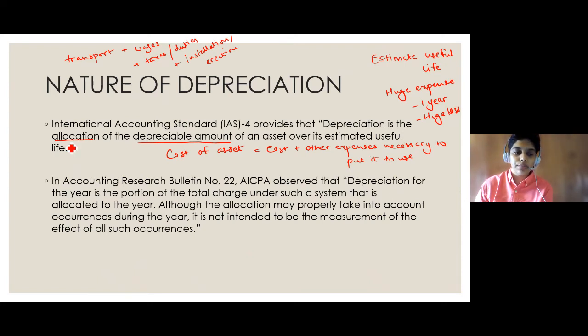So it is simply allocation. There is no measurement going on. There is no valuation going on. Valuation and measurement would be different things. For example, if I am charging depreciation, I'll say that I am allocating the amount. But if on a particular day I decide that I want to check the correct value of my machine, I want to check how much it is going to be sold for in case I decide to sell it.